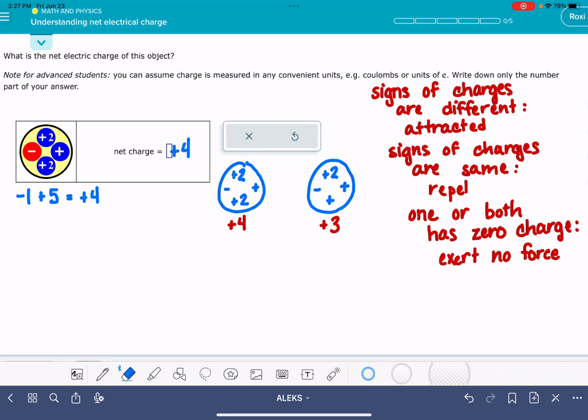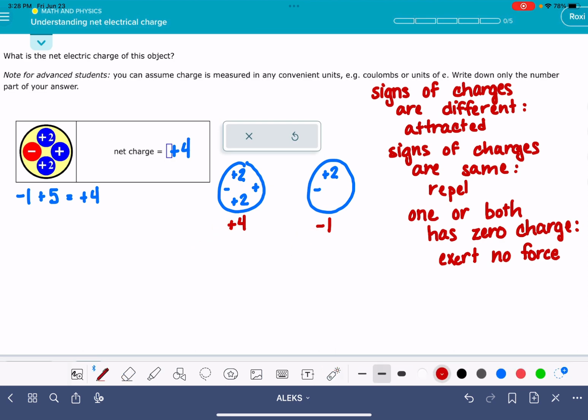If I had set this problem up a little bit differently, like that, then that object's net charge would be a -1, and we would say that they are attracted to each other because one has a positive charge and one has a negative charge. It doesn't matter how big the charge is. In this case, the 4 and the 1 don't mean anything. All that we're looking at is the sign. That's it. That's all that matters.